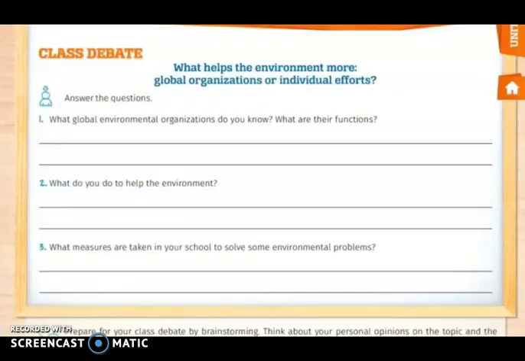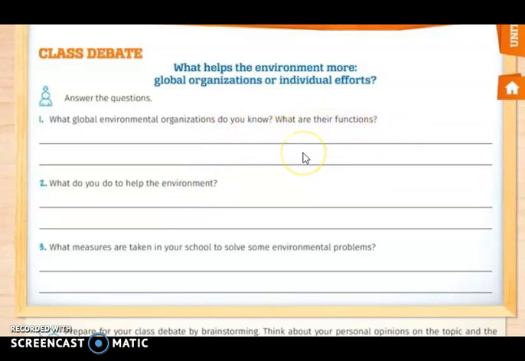On page 238, we have, sorry, page 239, we have the class debate. This information we are going to use for the next class, so please try to work on it the best you can. In this part, you have to put what helps the environment more, global organizations or individual efforts. You are going to answer this question. Number 1, for example, says, what global environmental organization do you know? What are their functions?